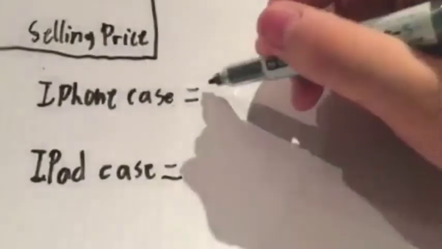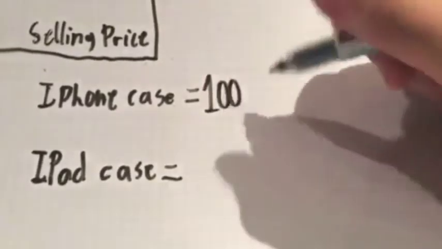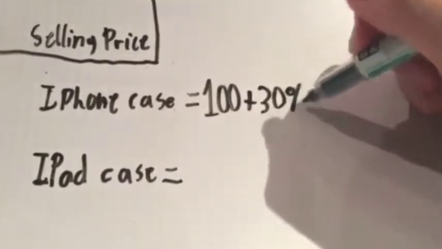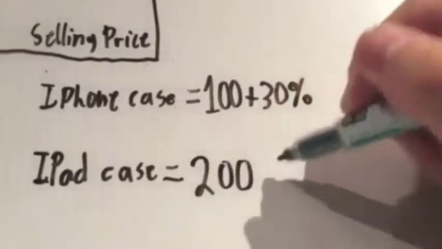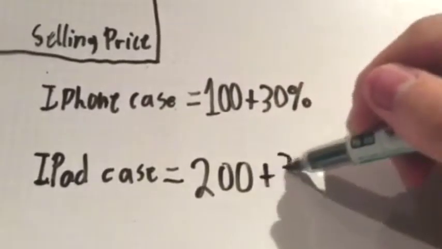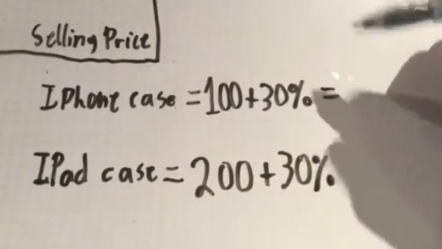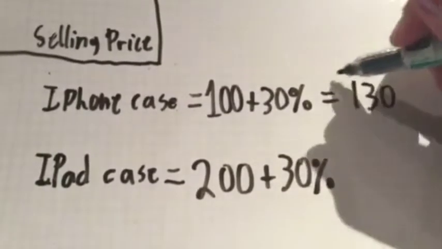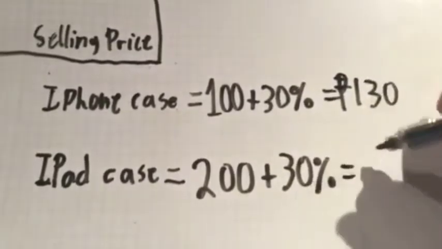We also need to add a 30% increase as a basic markup price. 30% of 100 is 30. 100 plus 30 is 130, therefore giving us a selling price of 130. The 30% of 200 is 60. 200 plus 60 is 260, therefore giving us 260 pesos of a selling price.